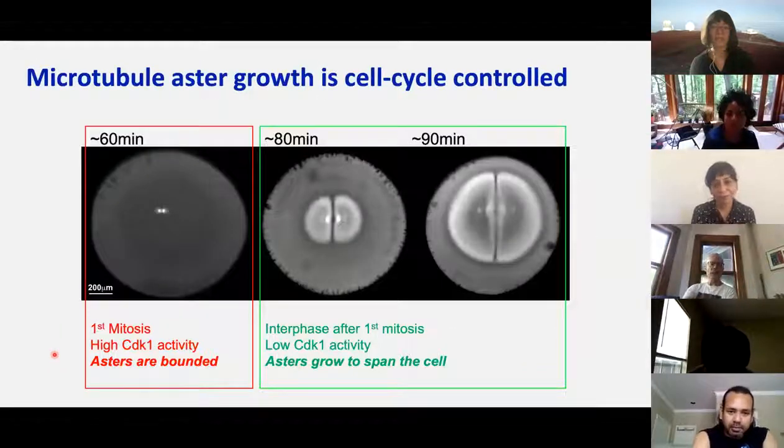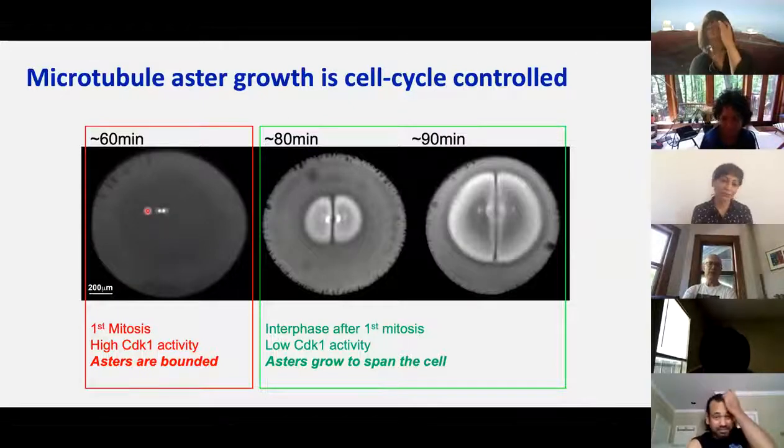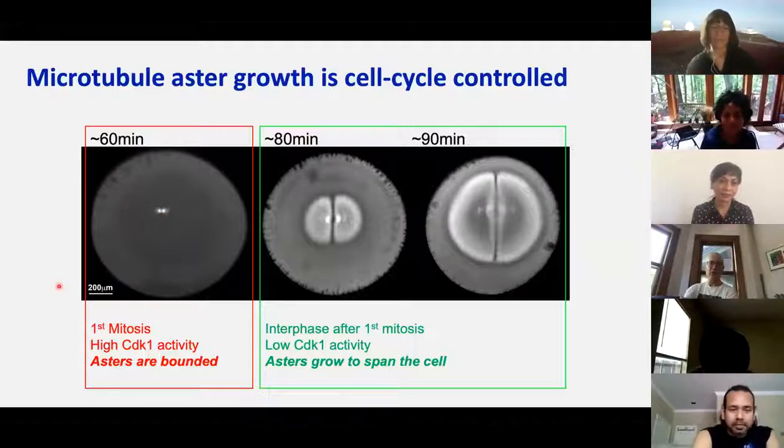Another important introductory point is that the growth of these asters in frog eggs is controlled by the cell cycle oscillator and the CDK1 kinase, the master kinase that turns on mitosis. So in mitosis, when CDK1 is high, the asters are bounded. They don't get any longer than one microtubule, which is about 30 to 60 microns here, small compared to the egg. But when the egg goes into interphase, these asters can grow out, and I'll talk about how they grow out, and they have to grow out to span the egg in order to position the nuclei.